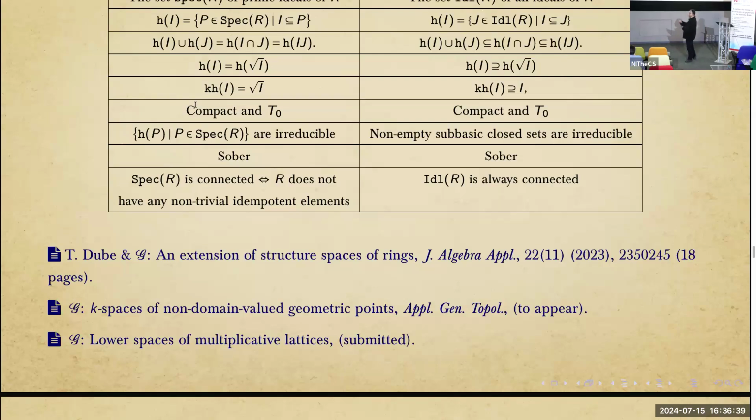Is it too bad a name, lower spaces, or unacceptable? The terminology to call them lower spaces. Okay, I got the message. Okay, sure. Thank you.